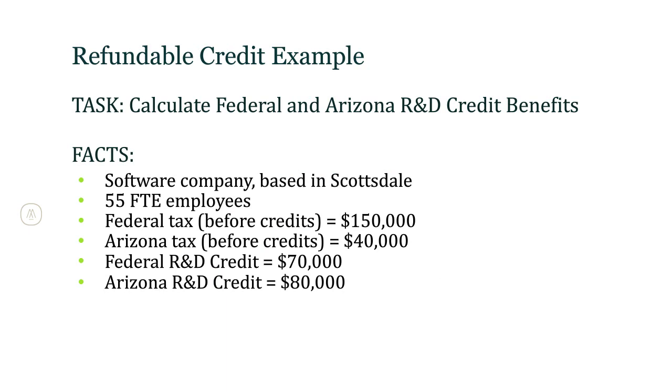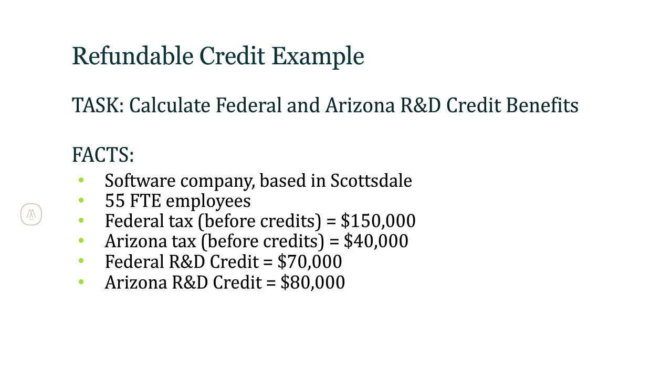So we've got a refundable credit example just to show the mechanics of how this works in situations where a company has some federal tax before credits, and some Arizona tax before credits, but is generating a credit that is larger than their tax. We've got a hypothetical software company based in Scottsdale with 55 full-time equivalent employees. They've got a federal tax before credits of $150,000 and an Arizona tax before credits of $40,000. They generated a federal R&D credit of $70,000 and an Arizona R&D credit of $80,000.